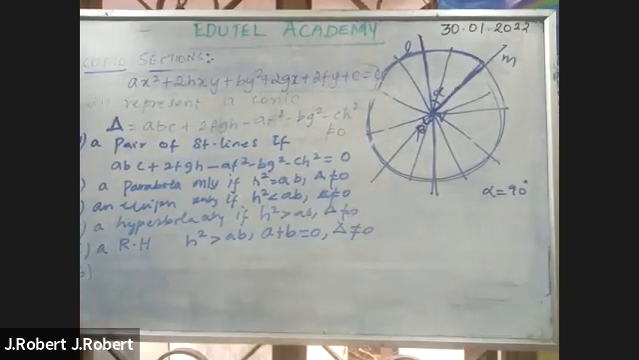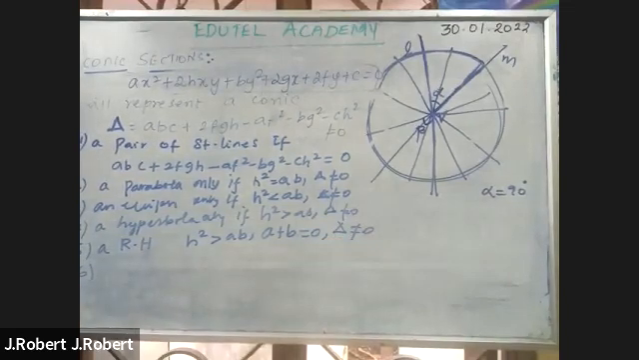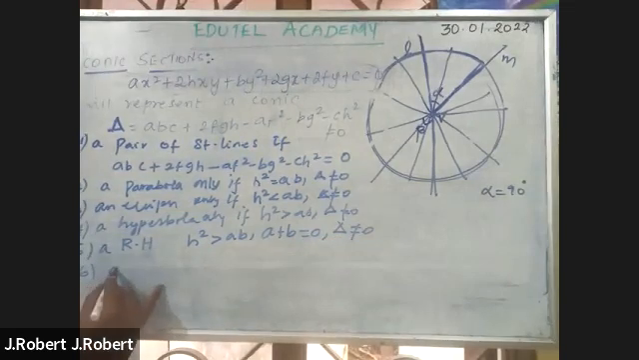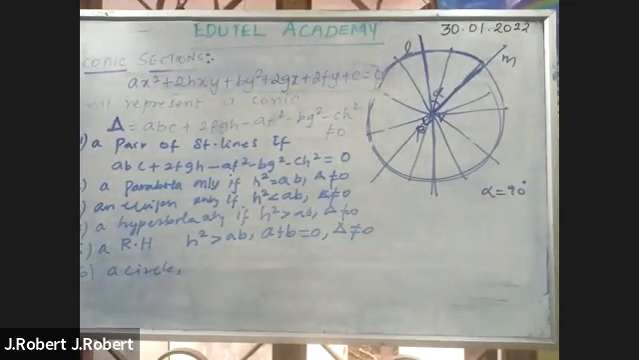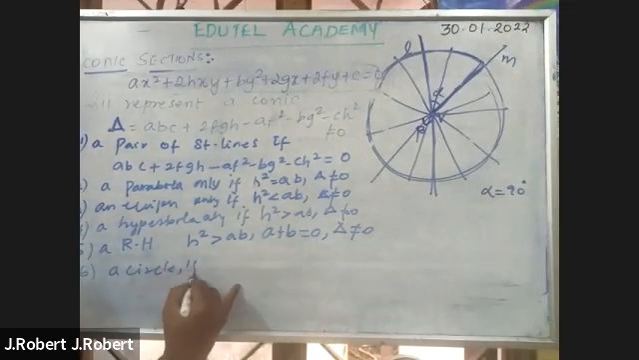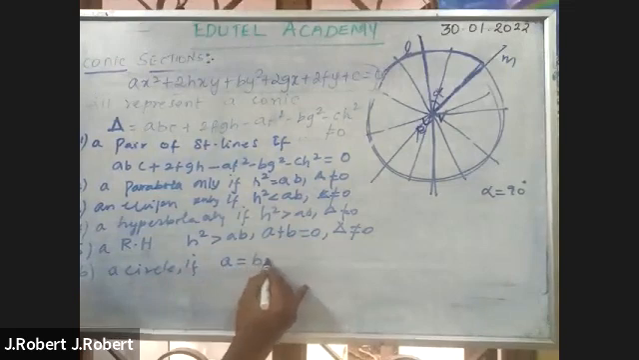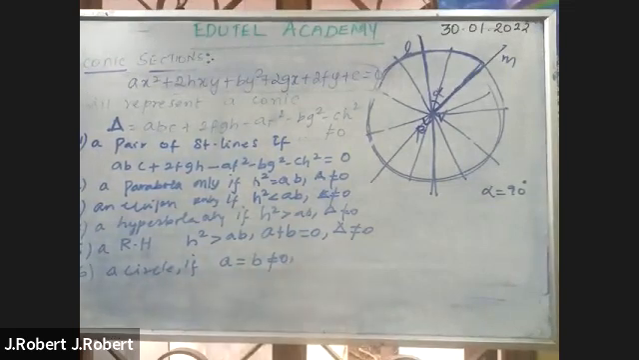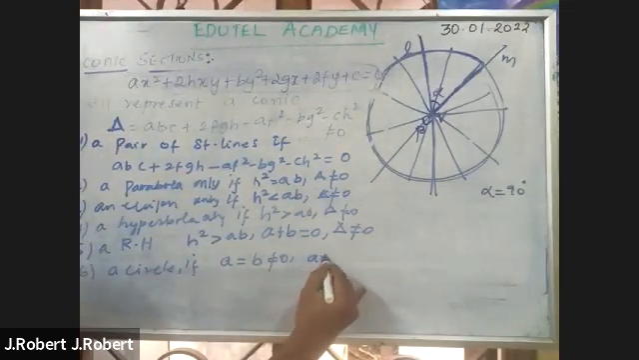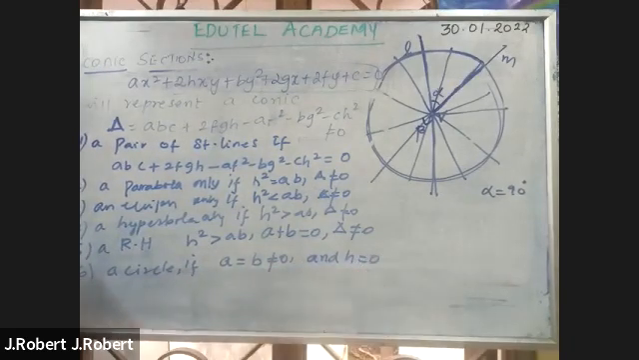The final one is very, very important. What we are discussing today, we are going to discuss this one, that is called a circle. If it is a circle, the given above second degree equation is a circle if a is equals to b not equal to 0 and h is equals to 0. If this is the condition we satisfied in the above second degree equation, then it is called a circle.